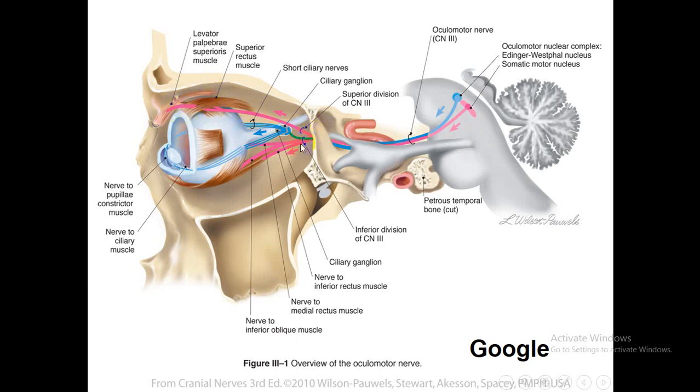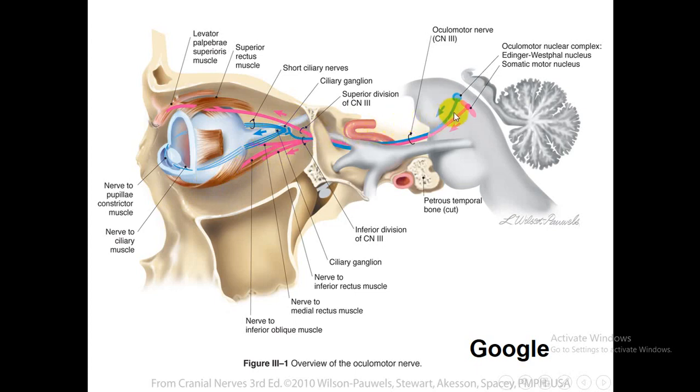The lower branch is large and runs under the optic nerve. Of course, since it is large and inferior, it supplies three muscles: the medial rectus, the inferior rectus, and the inferior oblique muscles. From the nerve to the inferior oblique muscle, a branch passes to the ciliary ganglia.